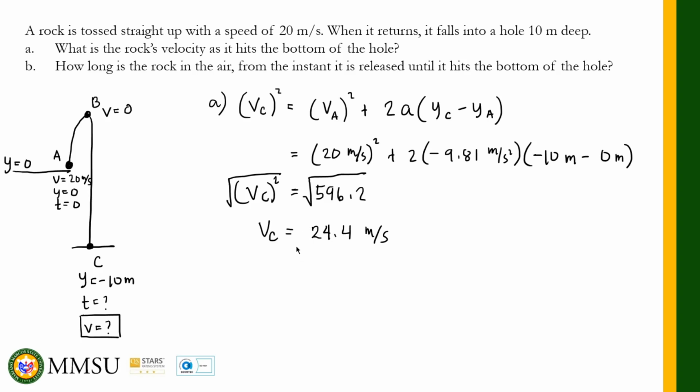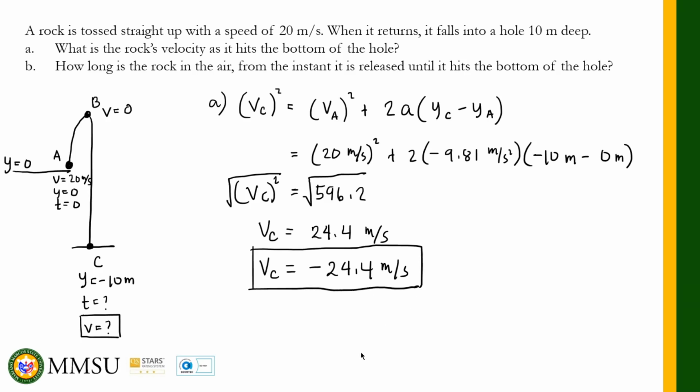Now your logic or common sense should dictate that the velocity should be negative, because at point C the motion is downward. Therefore we can say v sub c is negative 24.4 meters per second. So this is our velocity at point C.